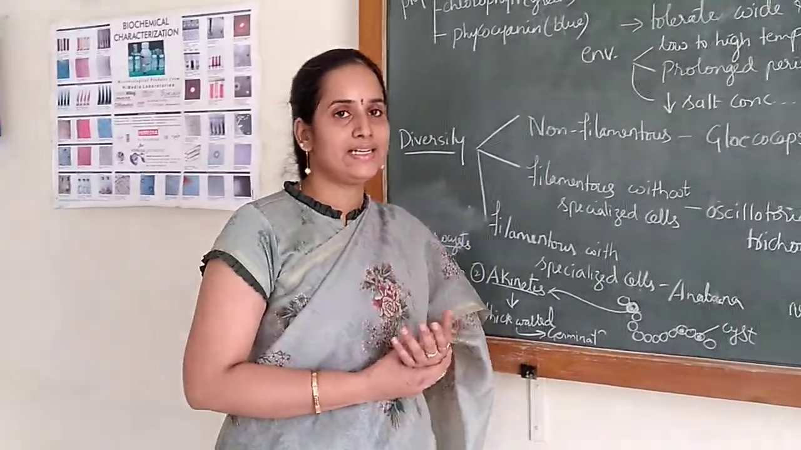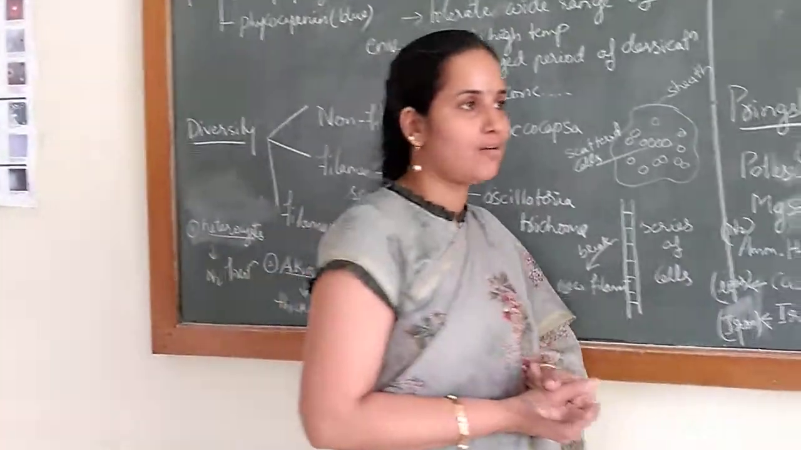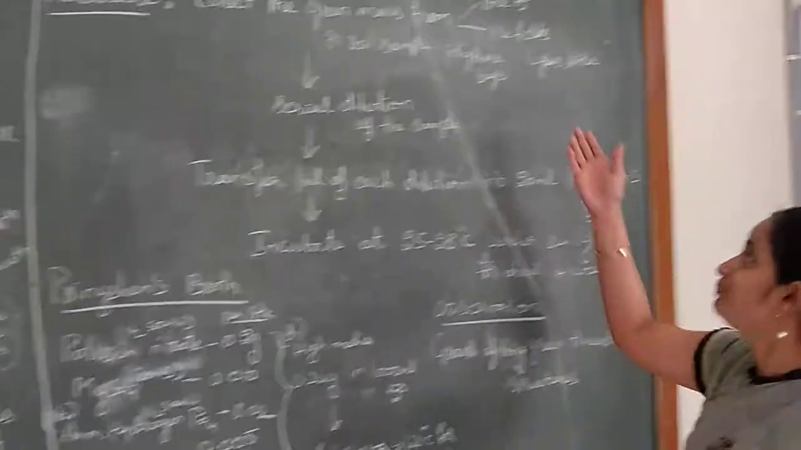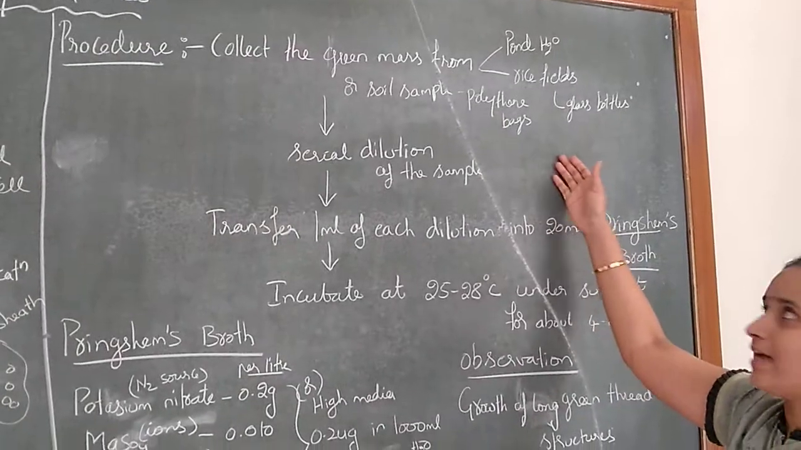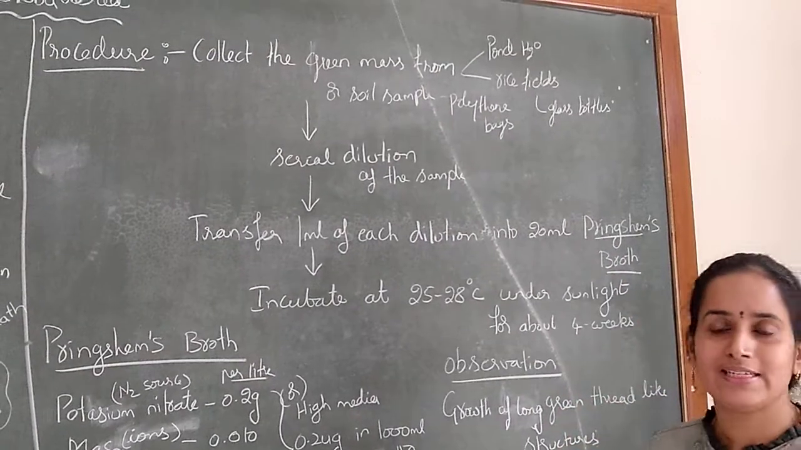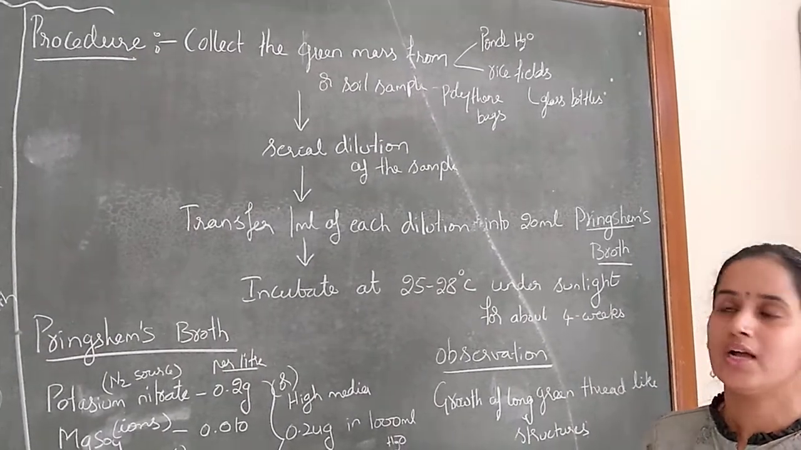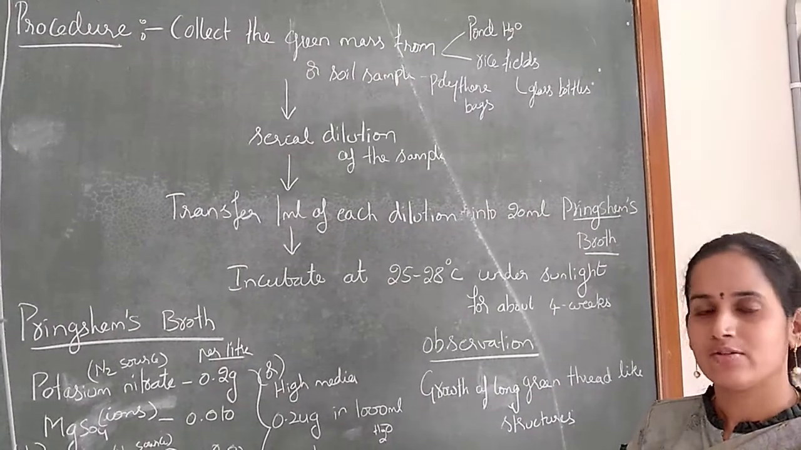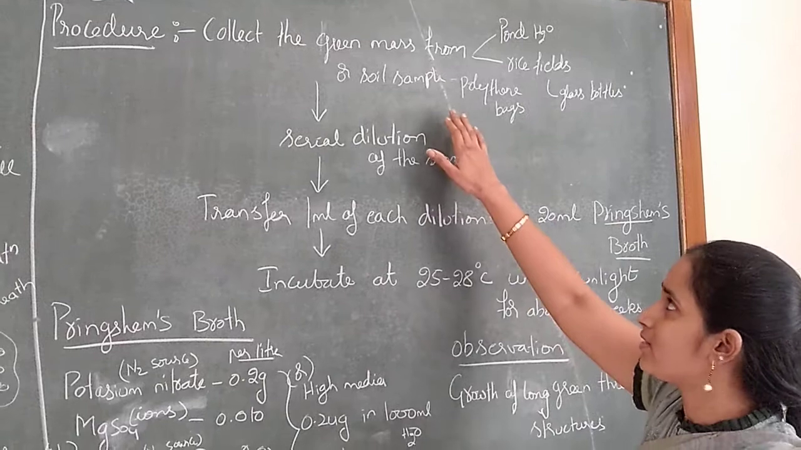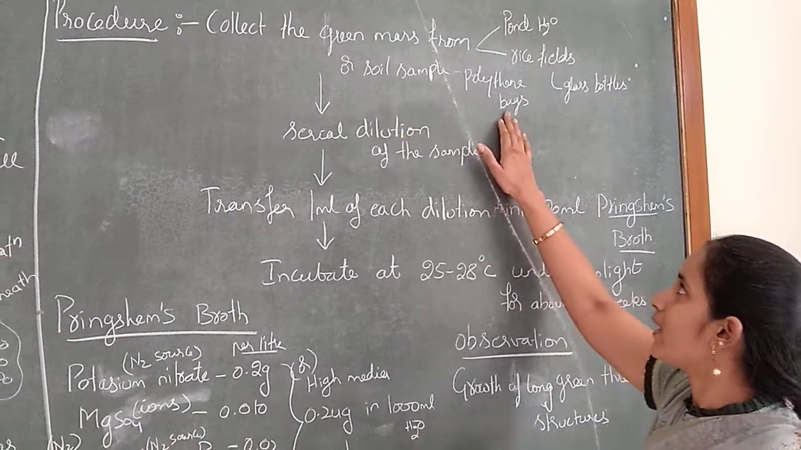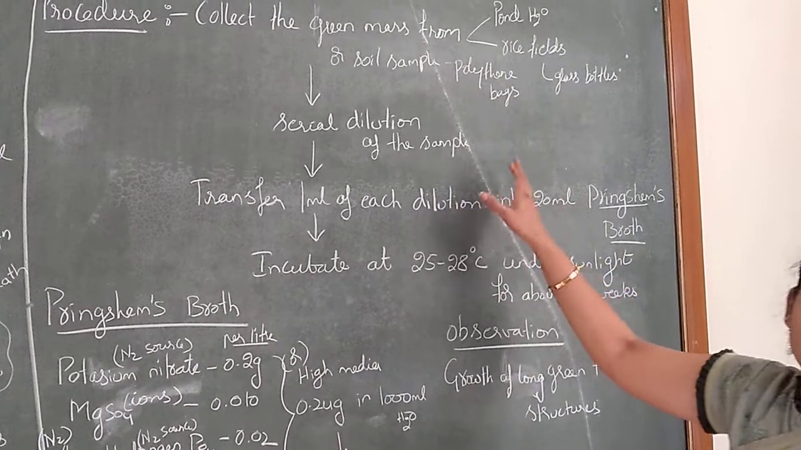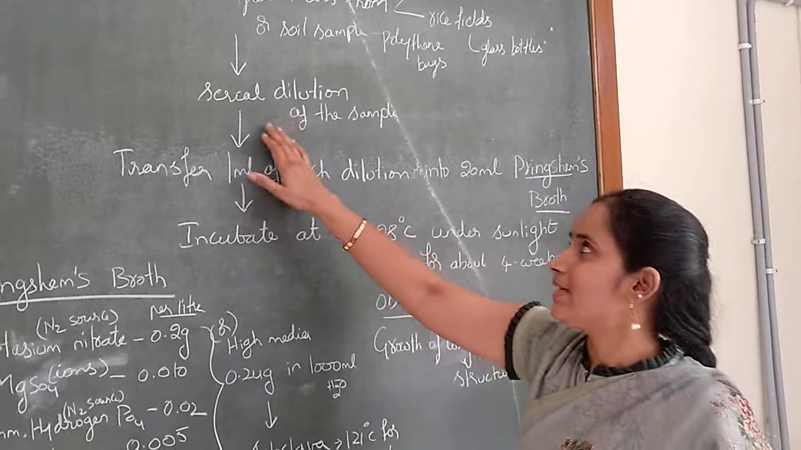Now we will get into the details of how to isolate these cyanobacteria from different samples. We can isolate cyanobacteria from pond water, from rice fields, as well as from soil samples. The first step is to collect these samples. Pond water or rice field water has to be collected in glass bottles, and soil samples have to be collected in polythene bags and brought to the lab.